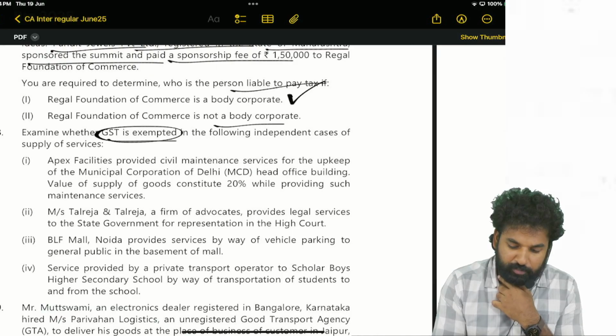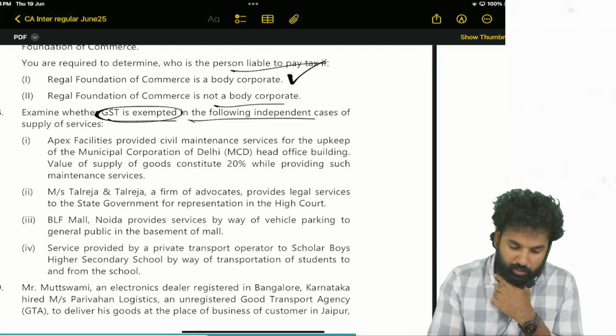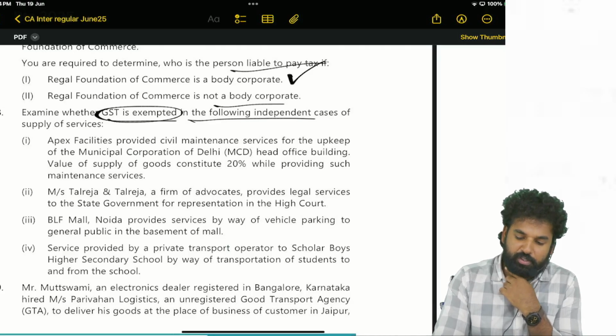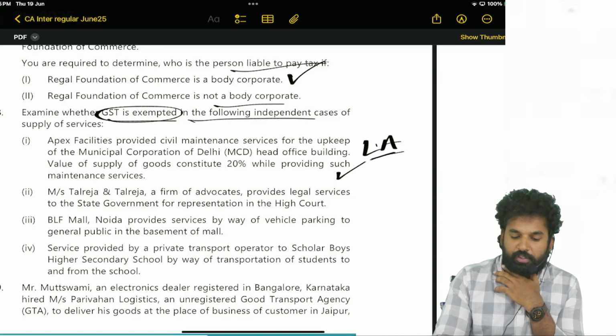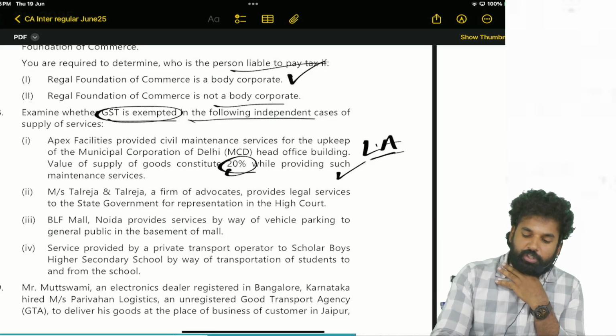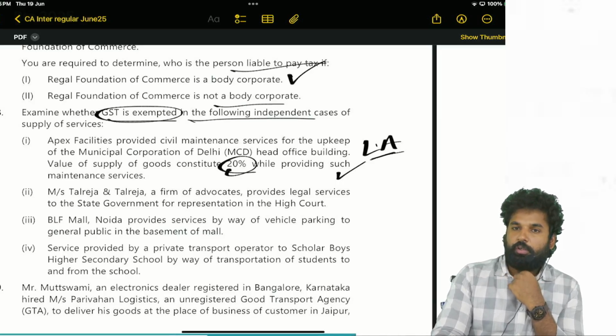Examine whether GST is exempted in the following independent cases. Apex Facilities provided civil maintenance services for upkeep of the Municipal Corporation of Delhi head office building. The value of the goods constitutes 20% while providing maintenance services. Okay, provided to whom? Local authority. Civil maintenance services provided to a local authority, where 20% constitutes goods and the remaining 80% services.